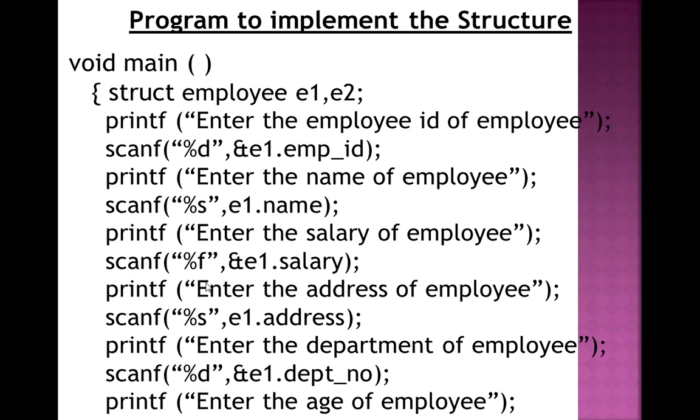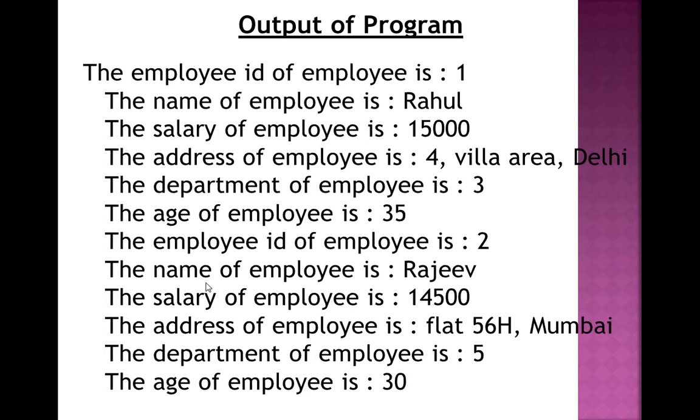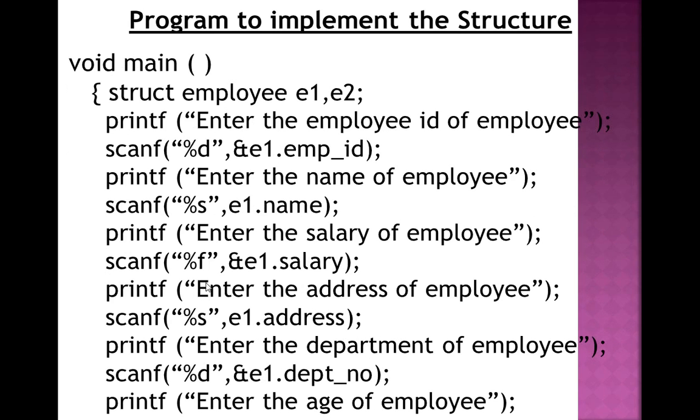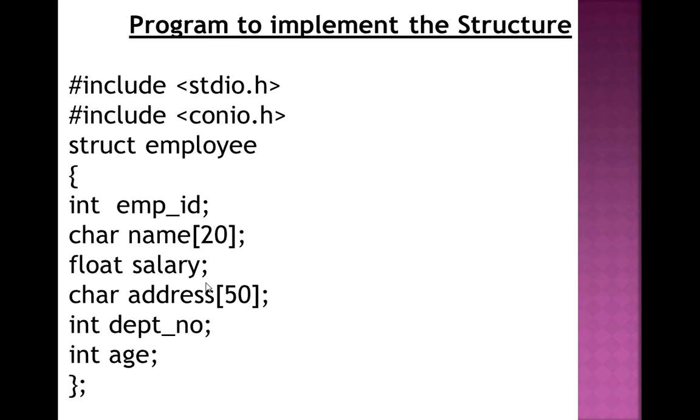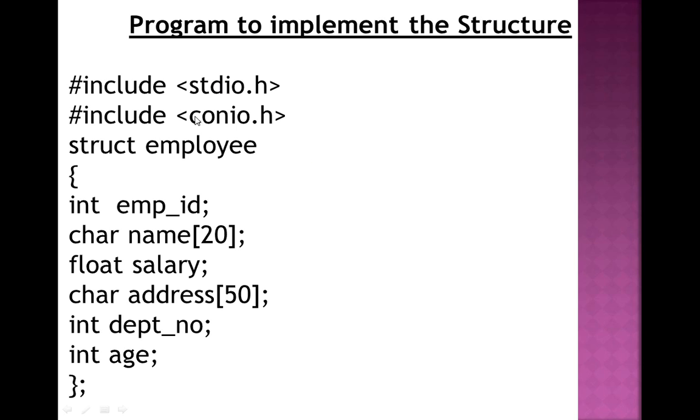Now, here is a program showing how we can implement the structure in C language. This is a program to implement the structure. That is #include <stdio.h> and #include <conio.h>. This is the standard input output header file. This is the console input output header file.